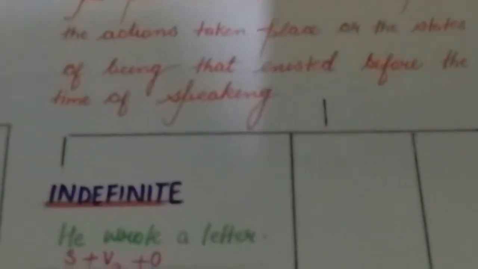Past tense is divided into four categories: past indefinite tense, past continuous tense, past perfect tense, and past perfect continuous tense. First, past indefinite tense. It is also known as the past simple tense. The structure is subject plus second form of the verb plus object. For example, he wrote a letter.